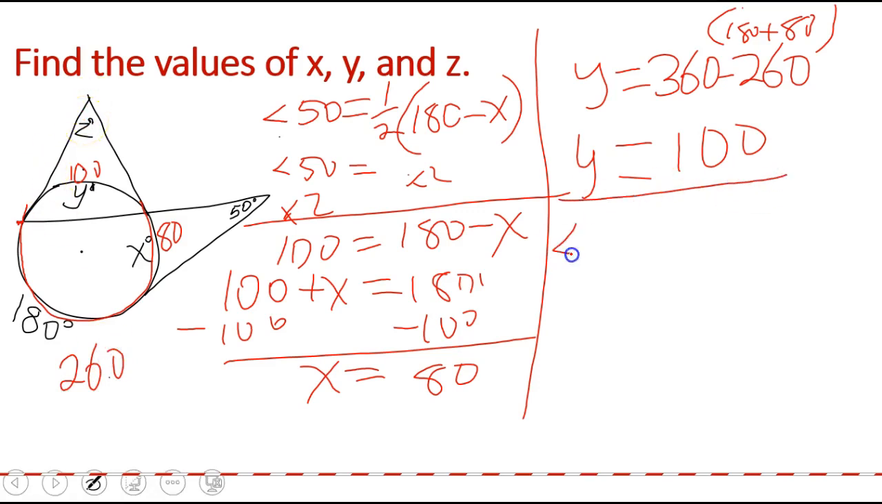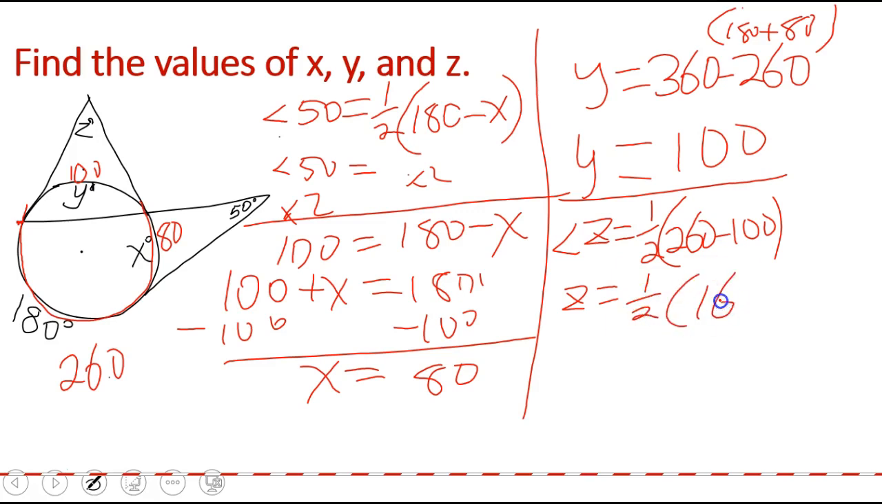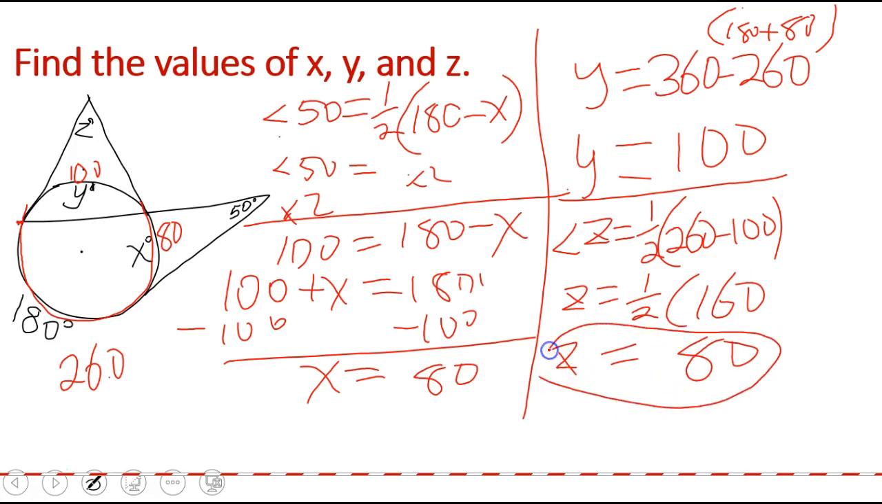So it's going to be what? Angle z is going to be 1/2 of what? 260 minus 100, right? Because y is the internal angle that is associated with that. So z is going to be, now we can just subtract 260 minus 100, and that gives 100, and then we find the 1/2 of it. It just happened to be 80 also. And so that's that. We have found x, y, z.